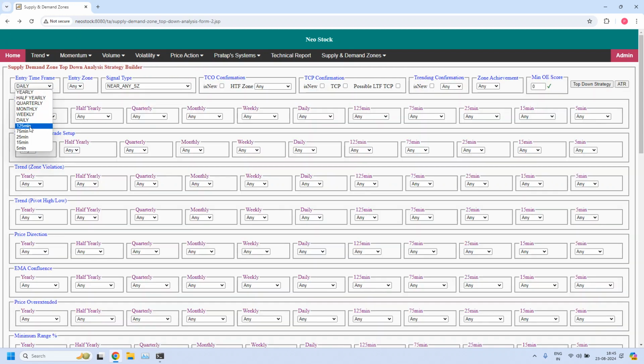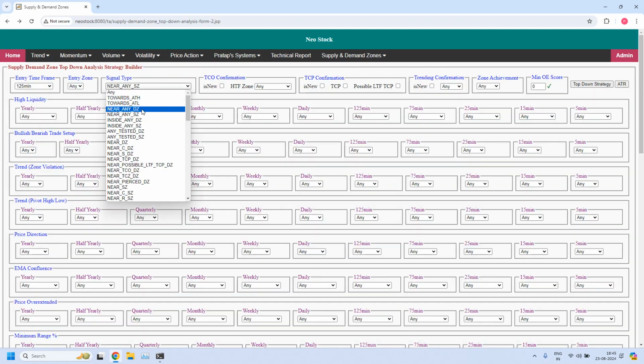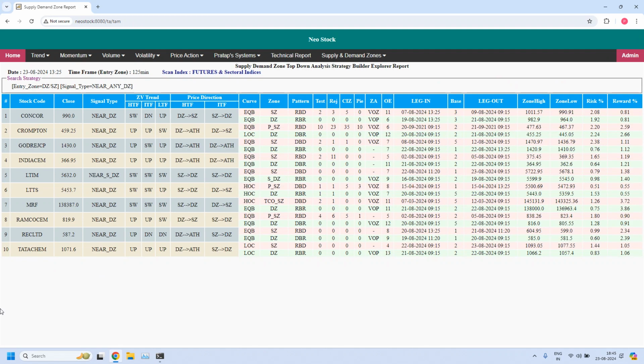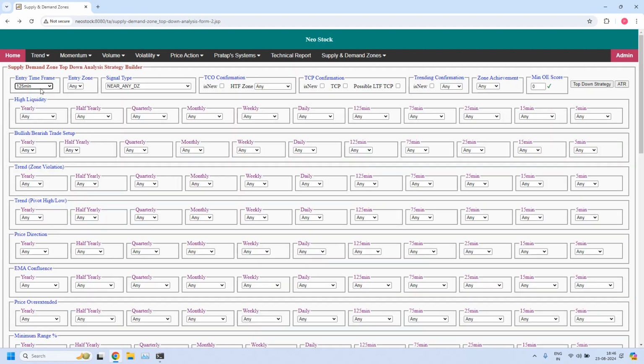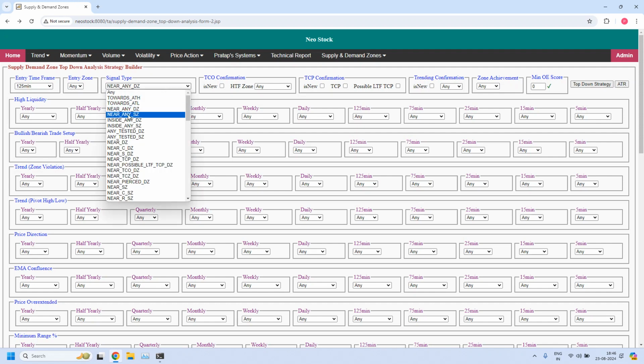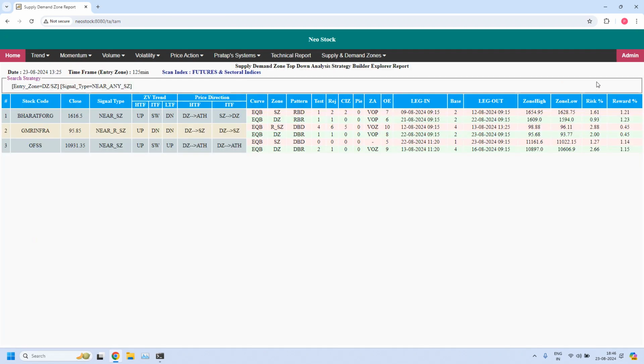Next time frame is 125 minutes. Let's find the stocks near 125 minutes demand zone. 10 stocks are filtered near to the 125 minutes demand zone. The next report for 125 minutes time frame, let us find the stocks near 125 minutes supply zone. 3 stocks are filtered near to the 125 minutes supply zone.